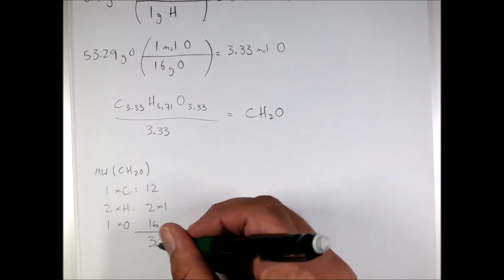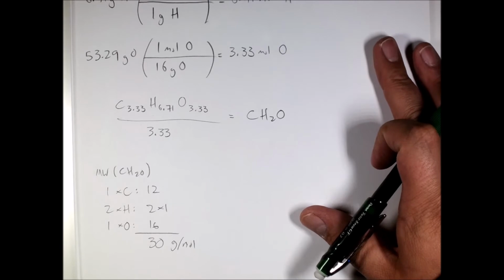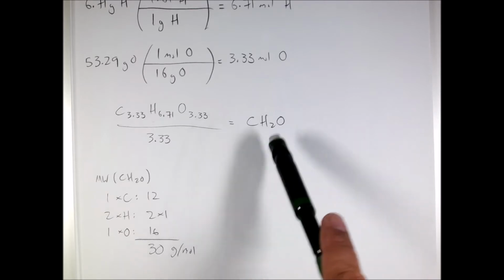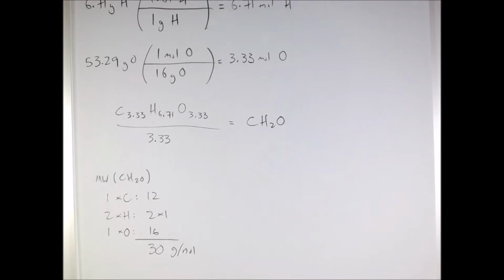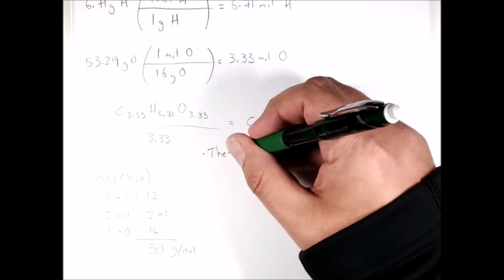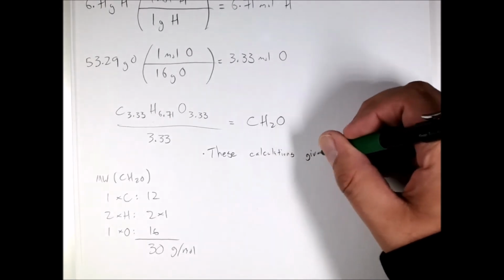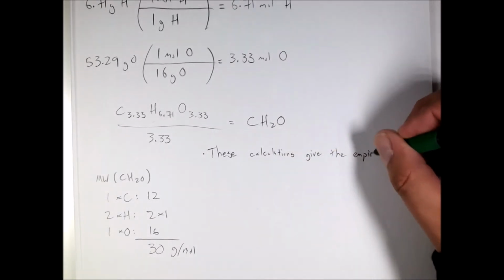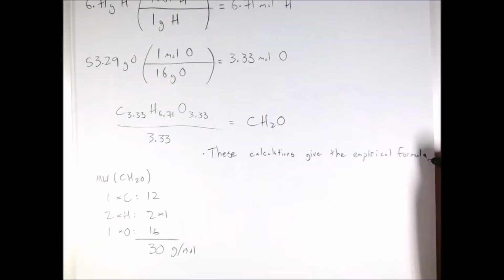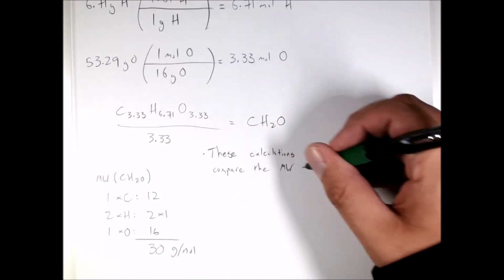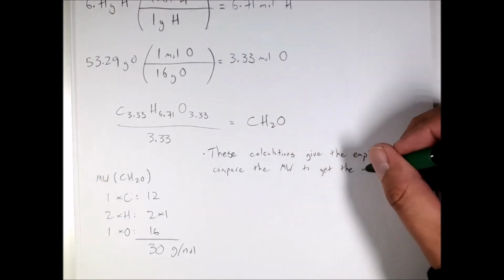We have 30 here. The problem told us at the start that the molecular weight of glucose is 180, but we're getting 30. So what that tells me is that we did not actually determine the molecular formula, we determined the empirical formula. So keep in mind that these calculations give the empirical formula. We need to compare the molecular weight to get the molecular formula.